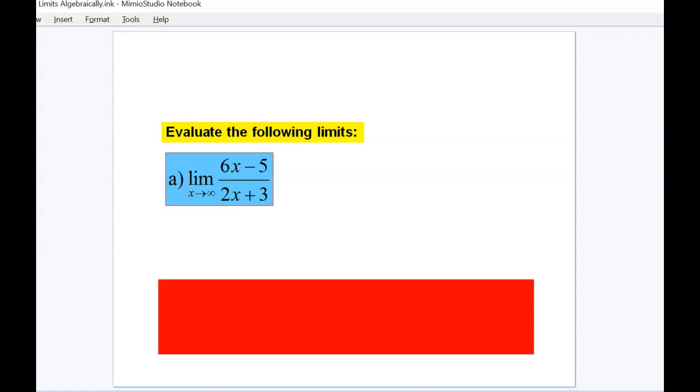So the rule is, when I'm doing limits as x approaches infinity or negative infinity of a rational function, I'm going to multiply by 1 over the highest power in the denominator. So the highest power in the denominator is x. So I'm multiplying the bottom by 1 over x and the numerator by 1 over x. So this is going to be the limit as x approaches infinity. 1 over x times 6x is going to be 6. And negative 5 times 1 over x is going to be negative 5 over x. 2x times 1 over x is going to be 2. And 3 times 1 over x is going to be 3 over x.